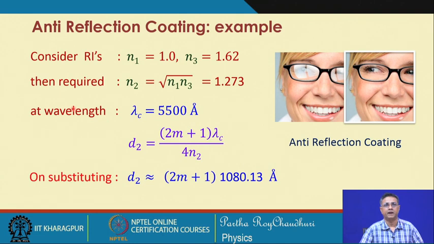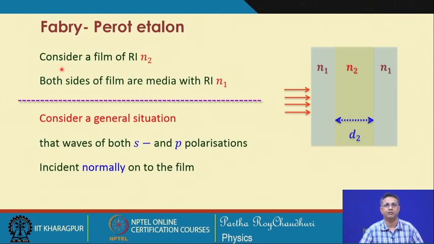So, at a wavelength lambda equal to 5500 angstrom, the value of d2, which is equal to an odd integral multiple of 1018 angstrom, we can make an anti-reflection coating. See the example, when there is no coating, there is a reflection from the spectacle glass, but after the coating there is no reflection. So, this is a very beautiful example of application of anti-reflection coating.